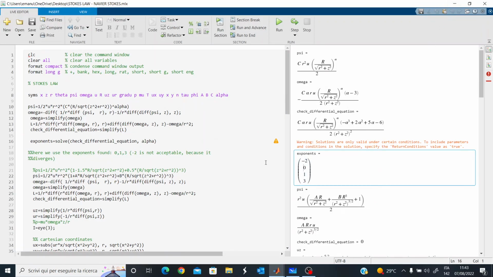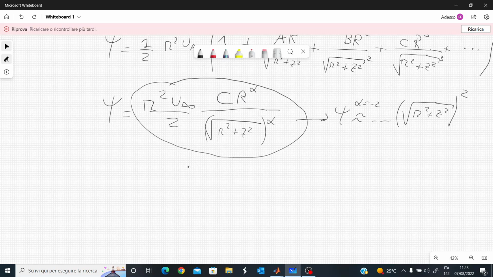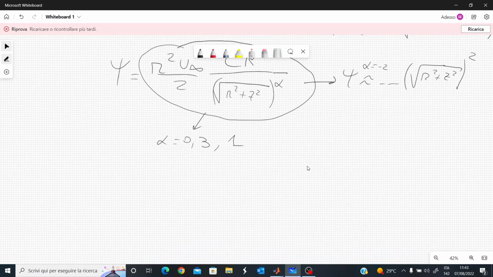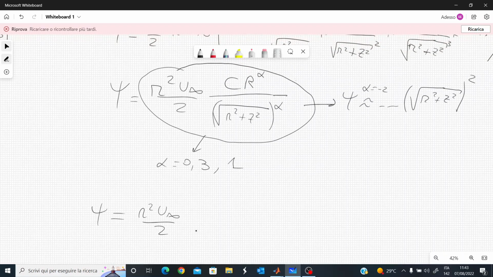So I can rewrite my expression as a sum of these terms, where alpha is equal to 0, where alpha is equal to 3, and alpha is equal to 1. The solutions are 0, 3, and 1, if you check, right? So I can rewrite my expression psi in this form. Actually, it is equal to r squared u infinity over 2. Then, if alpha is equal to 0, we see that here we just have a constant, and we know that constant should be equal to 1, because at infinity, when r or z are very large, this is the only remaining term, and therefore we get this one.